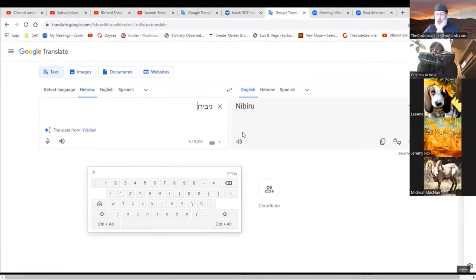I think I've talked in one of the classes before about truncation in Hebrew, that sometimes you'll see in the text that a word is truncated, meaning it's shortened. So we can remove either one of those yods and still have the same word, Nibiru. I know it says Nibro, but that's not it. Again, Google doesn't do us any justice.